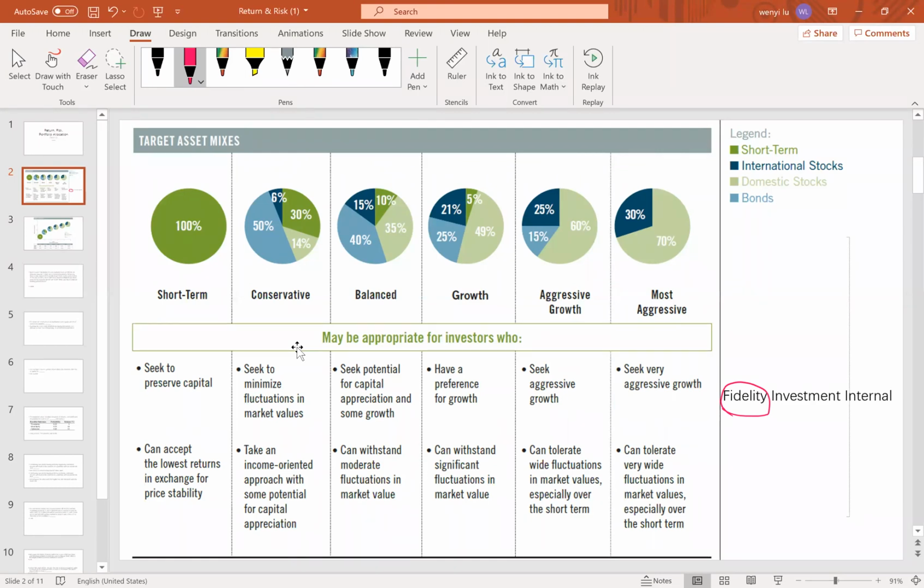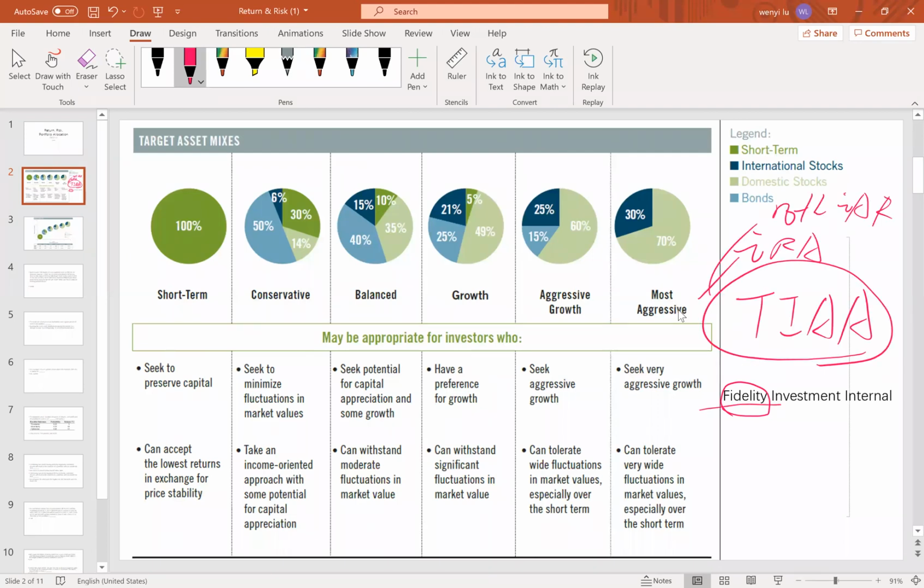For me, and for all the teachers, all the college workers, our fund is in TIAA. TIAA also offers IRA and Roth IRA. But for individuals, if you're not hired by any company, you can consider Fidelity. And if you're working for a company, your company will tell you which companies you can put your money into, either a mutual fund or an IRA or the retirement fund.